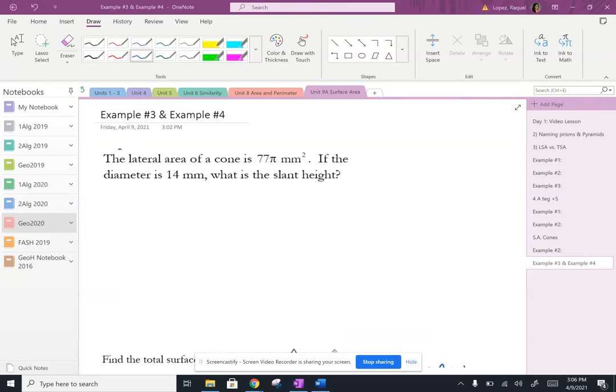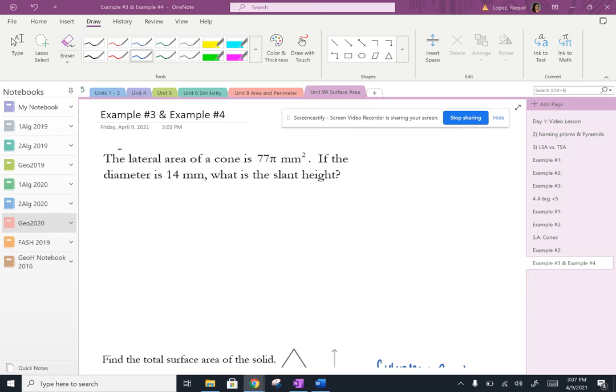Alrighty, everyone, welcome back. We're going to do examples 3 and 4. So we know that the lateral area of a cone is 77 pi millimeters squared. If the diameter is 14 millimeters, what is the slant height? Okay, let's go ahead. We're working backwards here a little bit.